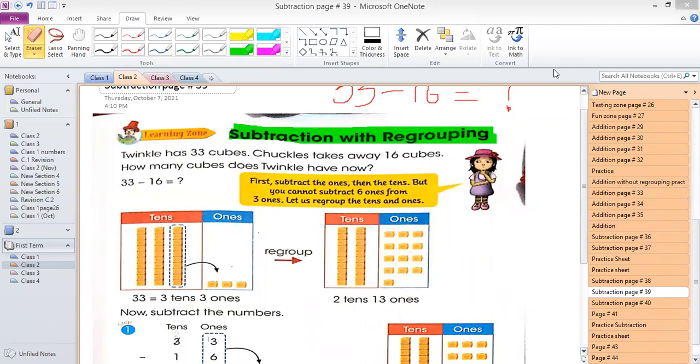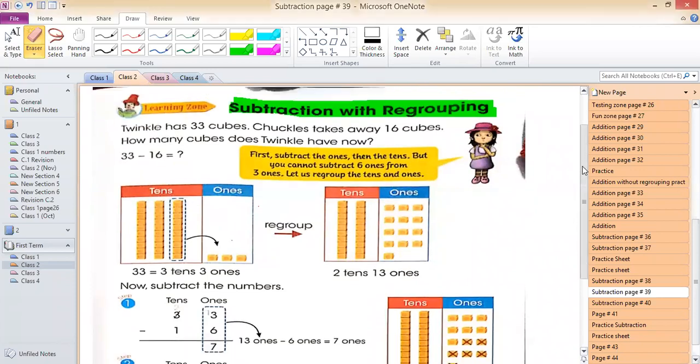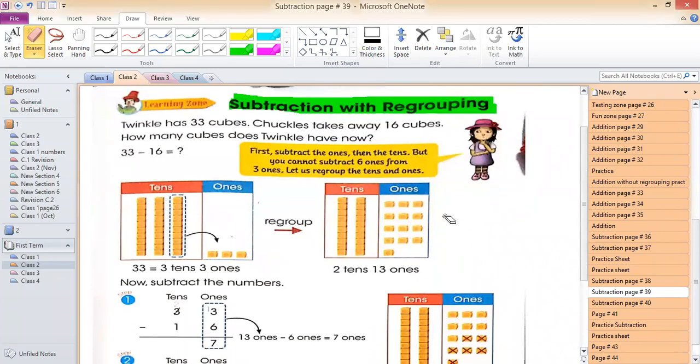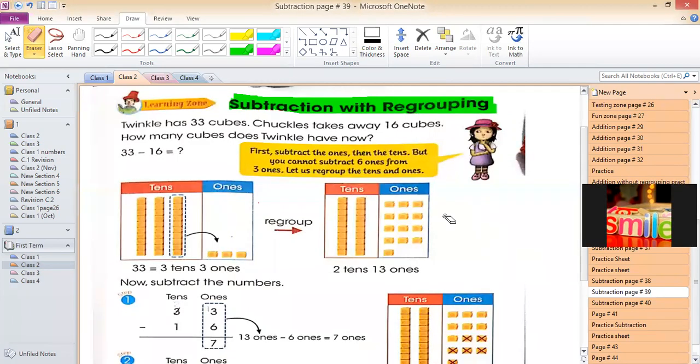We are learning about subtraction. We started subtraction with regrouping in the last class. We did some examples for subtraction with regrouping, guys. So I'm going to revise one or two examples for you to just make you warm up. Then we will practice subtraction with regrouping with all of you.